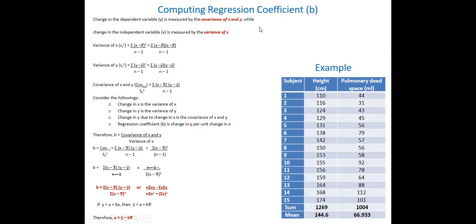Yes, we want to quickly look at how you compute the regression coefficient. Instead of saying that the computer computes it, let's see how we compute it. Change in the dependent variable Y is measured by the covariance of Y and X.